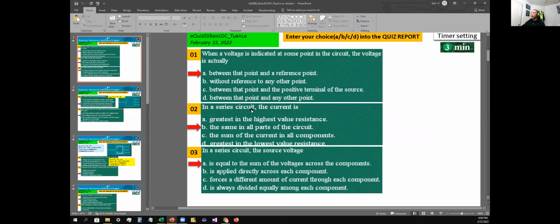Number 2, in a series circuit, the current is the same in all parts of the circuit. So in a series circuit, you only have one current. It doesn't matter where you measure, you're going to get just that one current value. So the answer is B as in Bob for number 2. Number 3, in a series circuit, the source voltage is equal to the sum of the voltage drops across the components. So the answer is A as in apple for number 3.